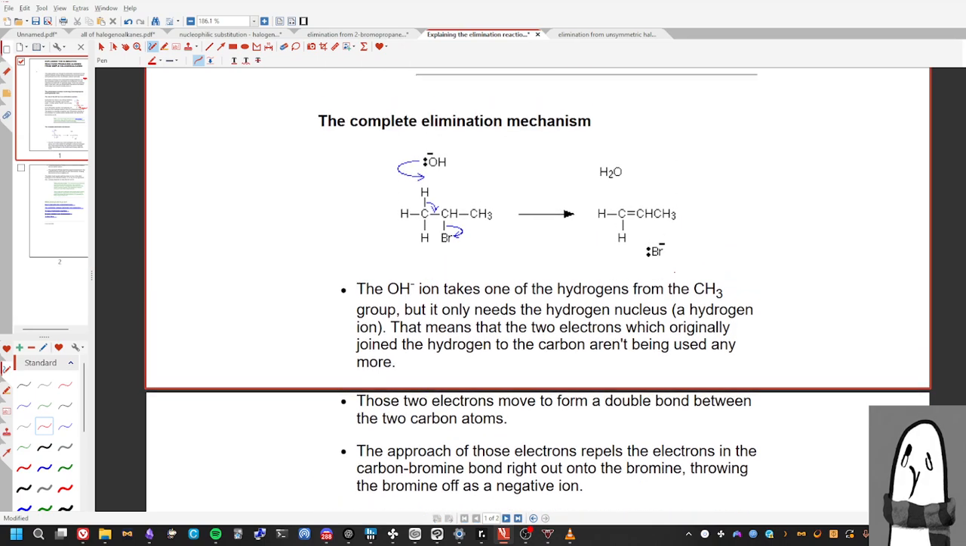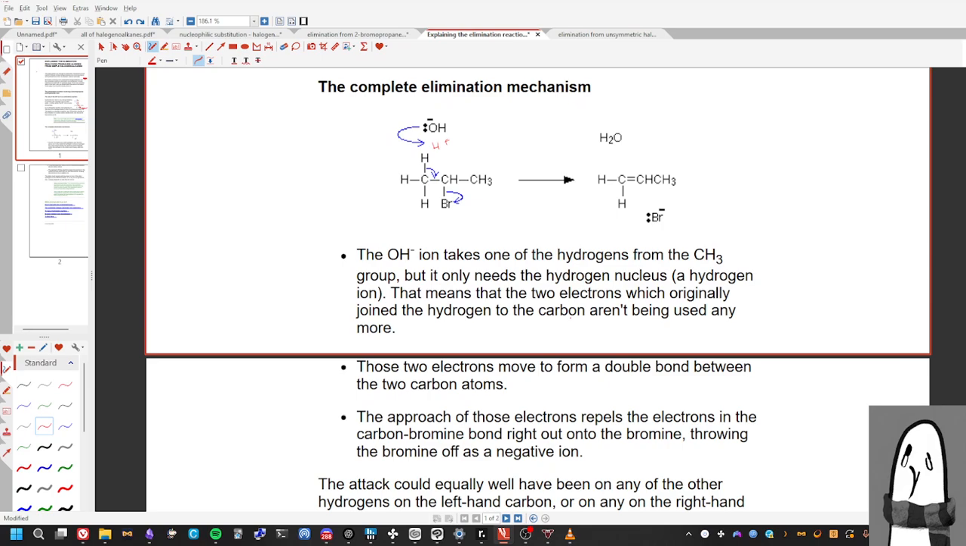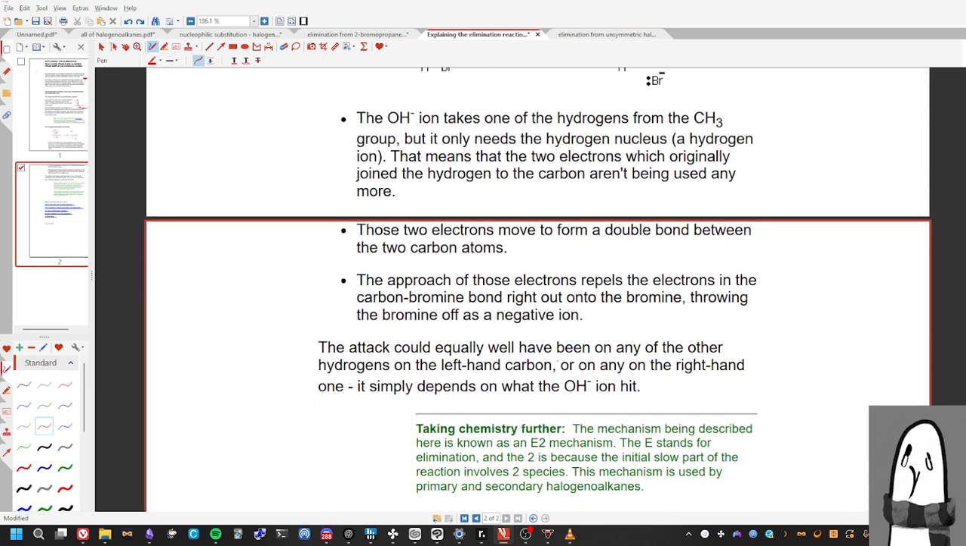Dude, that is so sick. So literally, this hits this. H goes there, but it only has an ion as like an H plus ion. So the 2 goes into here. This goes into here, so the electrons going into here repel these electrons into the bromine, which again repels the bromine out. Alright. That's pretty cool.